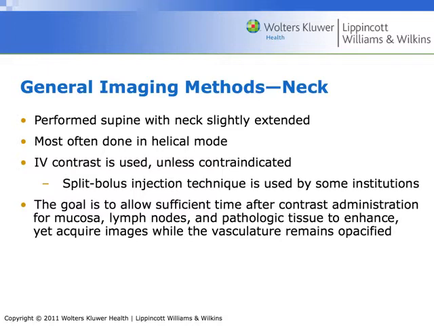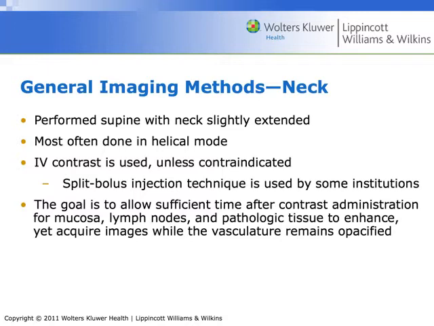We may use IV contrast, particularly if we're looking for any kind of infection or cancer, unless it's contraindicated due to the patient's history. Some institutions like to do a split bolus injection, and that just means that you do an initial bolus injection at maybe 3 milliliters per second, and then you slow it down. After you've injected 50 milliliters at 3 milliliters per second, you might slow the injection rate down to 1.5 or something in that ballpark. The idea with that is that if we're looking at soft tissue structures in the neck, that allows us to evaluate both the arteries and the veins.